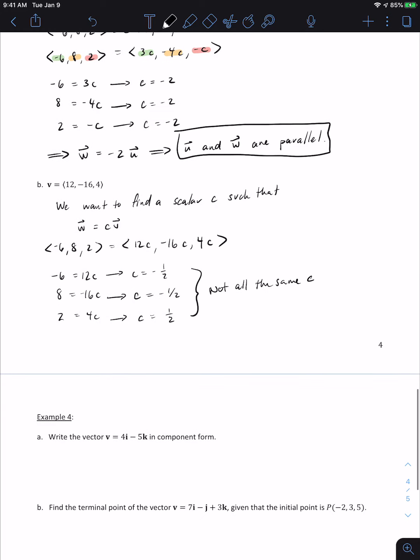So in other words, there's no c that makes this equation true, right? There's no c that can work for all three components. There's no c such that w is equal to c times v, which means that w and v are not parallel.